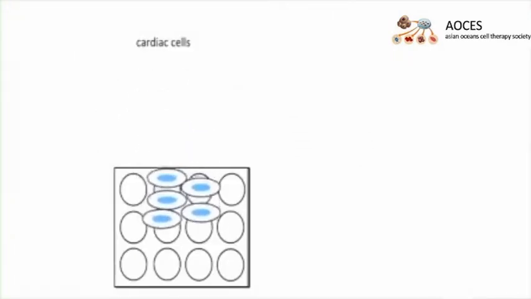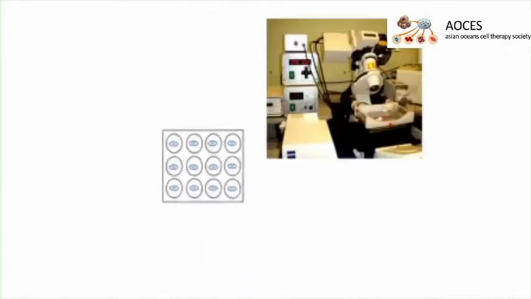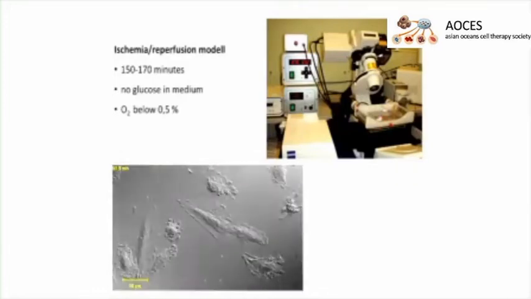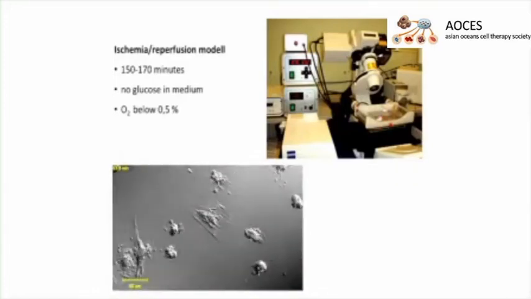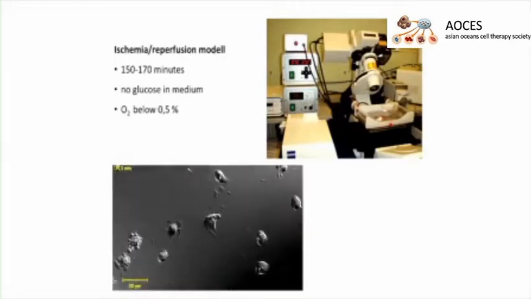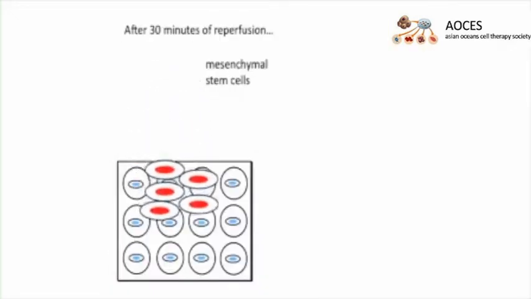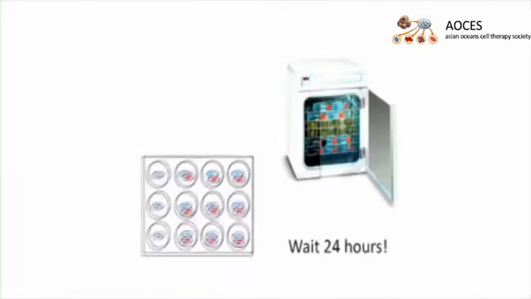Cardiac-derived cells are placed onto cell culture plates for a simulated ischemia reperfusion model. Ischemia is achieved with 150 minutes in a glucose-free medium while the oxygen level is below 0.5%. This ischemic period leads to the shrinking and blebbing of most cells. Then, normal media and oxygen levels are reintroduced to simulate reperfusion.